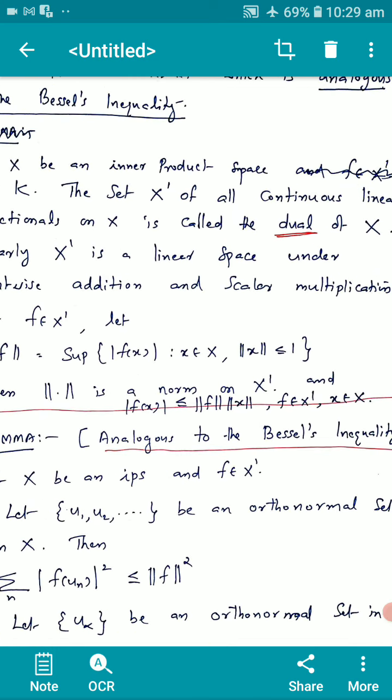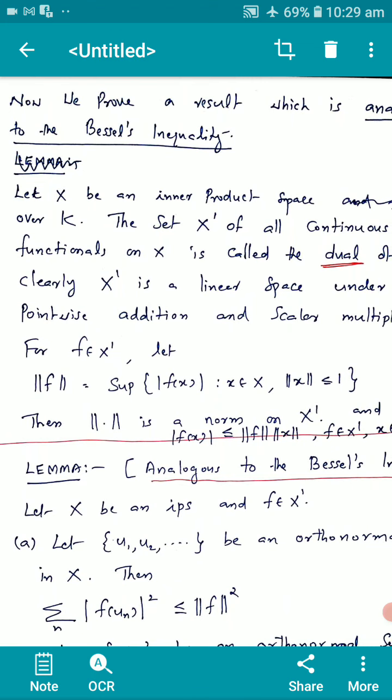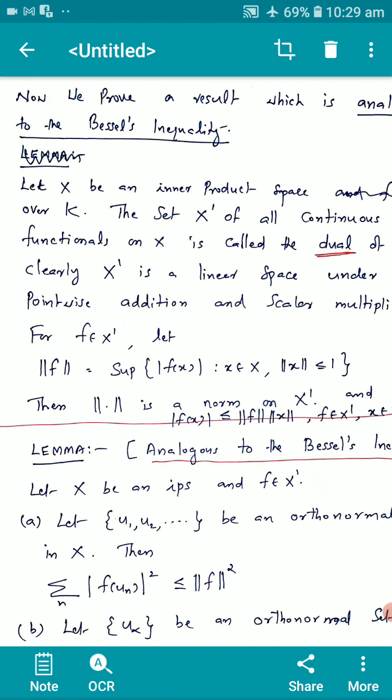That is the dual of X. What do we mean by a dual? Let X be an inner product space over K. The set X dash of all continuous linear functionals on X is called the dual of X. Clearly X dash is a linear space under pointwise addition and scalar multiplication. Moreover, a norm is also defined.